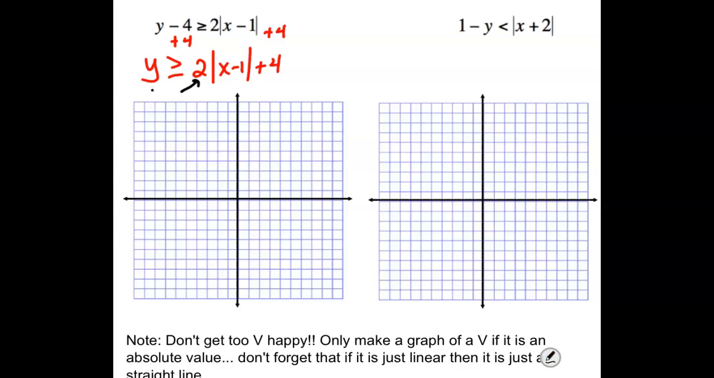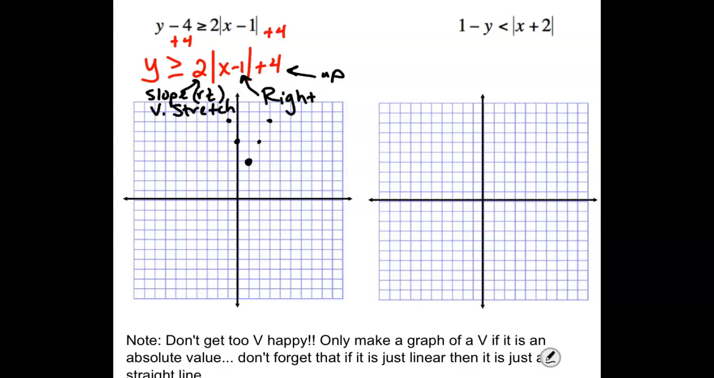Our 2 here is going to be the slope on the right. That's our vertical stretch. So it will be a steeper V. The 1 here is going to move it to the right, and the 4 is going to move it up. So our vertex moves right 1 and up 4. And then we want a slope of 2 on the right-hand side, so rise 2, run 1, rise 2, run 1. Reverse that direction to get the left side, so up and to the left.